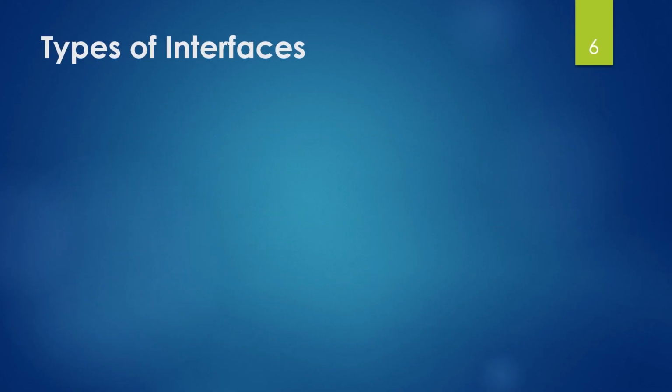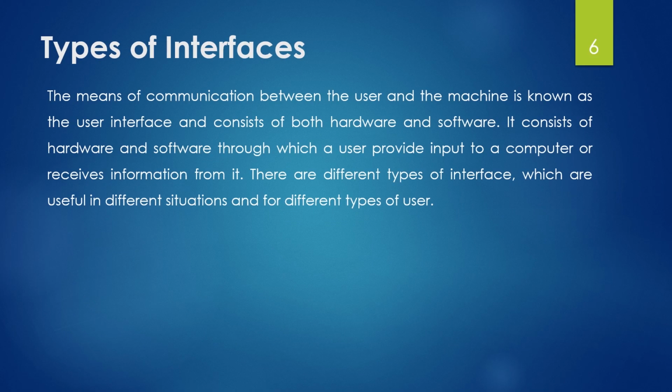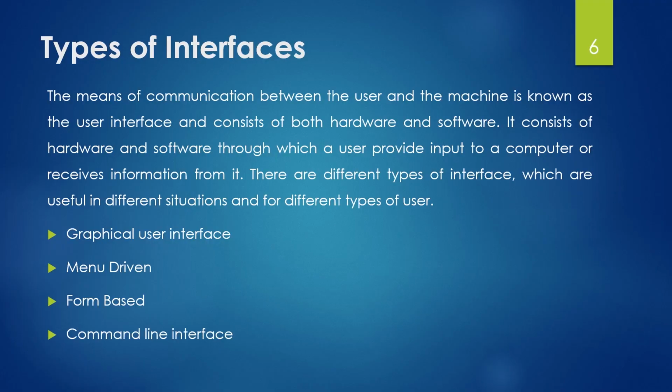Types of interfaces. The means of communication between the user and the machine is known as the user interface and consists of both hardware and software. It consists of hardware and software through which a user provides input to a computer or receives information from it. There are different types of interface which are useful in different situations and for different types of users. Here we are going to see some examples of the types of interfaces: graphical user interface, menu-based interface, form-based interface, and command line interface.